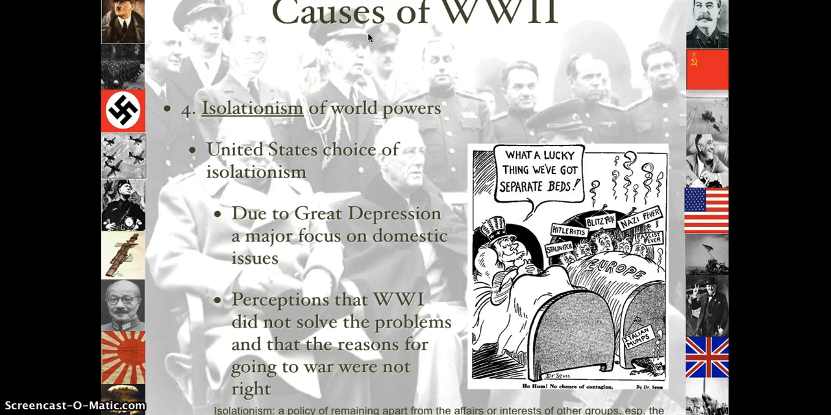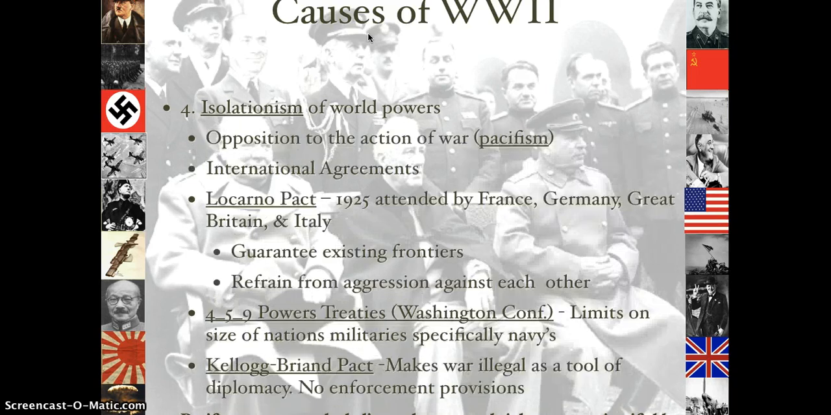This cartoon, you might recognize the artist. Down at the bottom, Dr. Seuss actually has quite a bit to say about war and the leaders of the Axis powers. We'll look at some more Dr. Seuss cartoons a little bit later on.